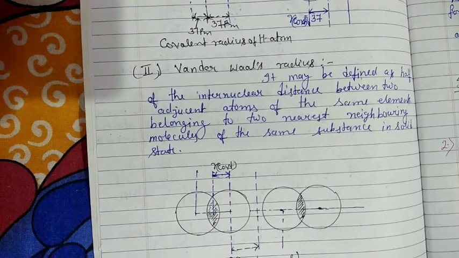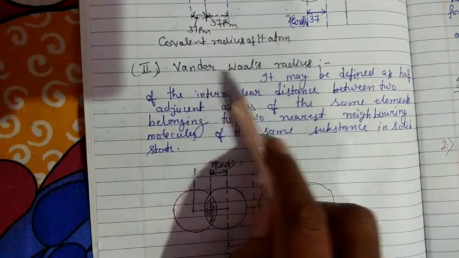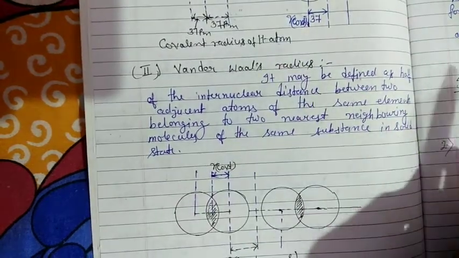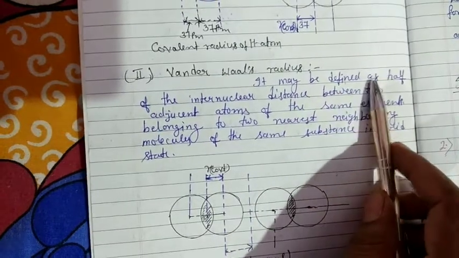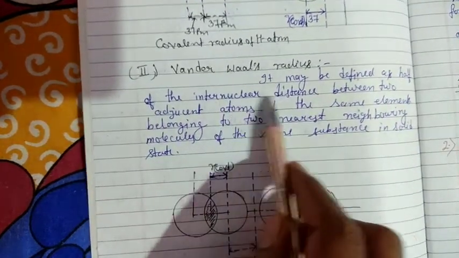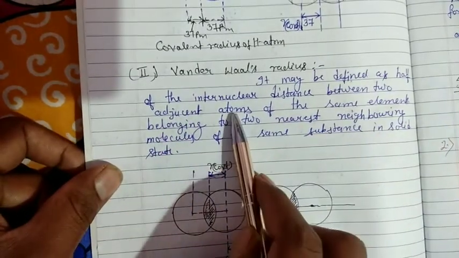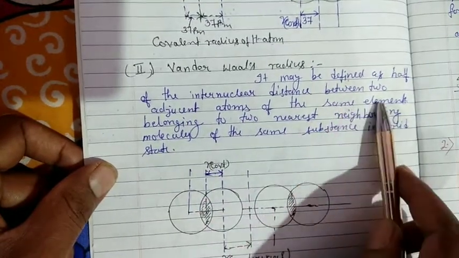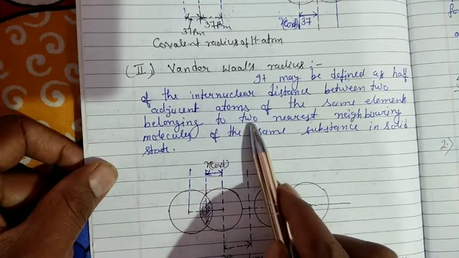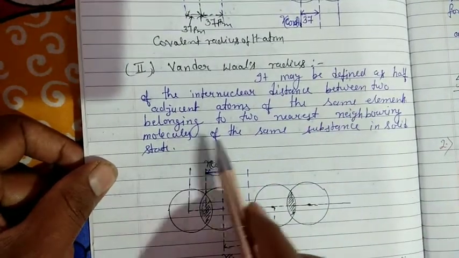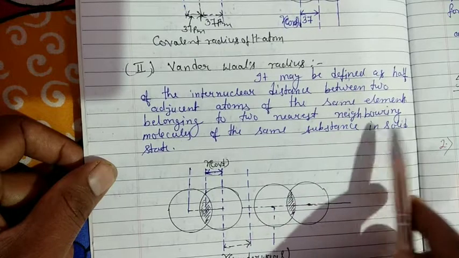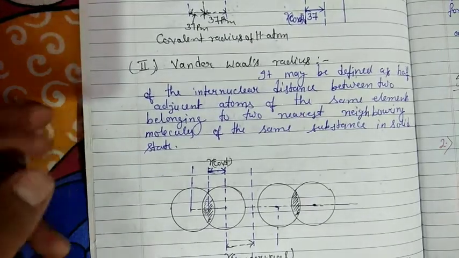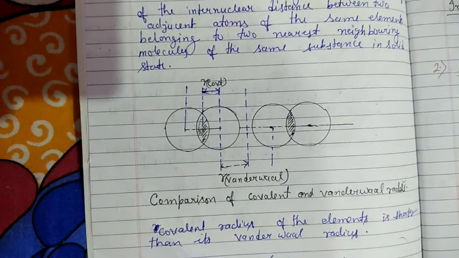And the second type of atomic radius is van der Waals radius. Okay, let us now talk about van der Waals radius. It may be defined as half of the internuclear distance between two adjacent atoms of the same element belonging to two nearest neighboring molecules of the same substance in the solid state. Okay students, let us take examples.